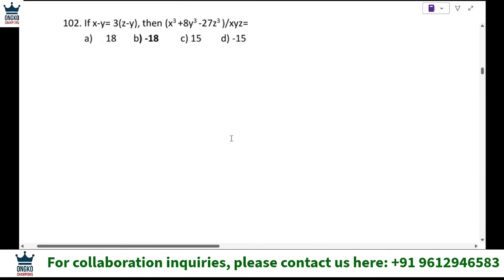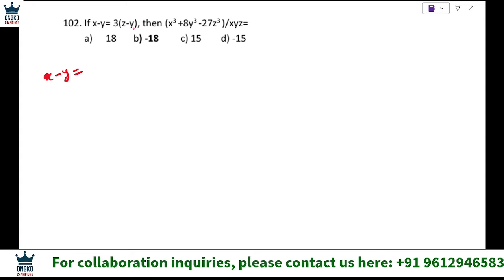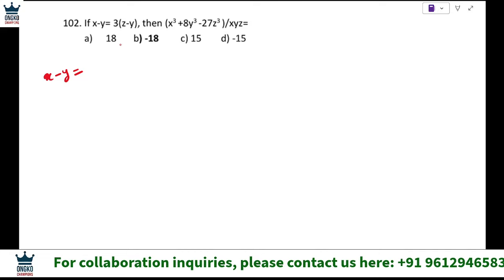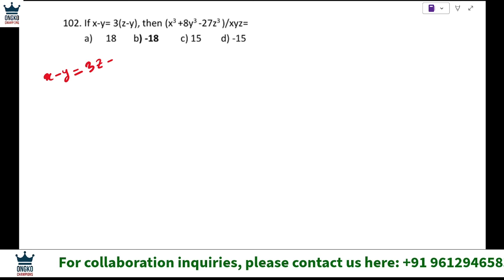Next one is from algebra. Alright, algebra base. So x minus y is equal to, this one is given. So let's open the bracket. So 3 into z will give us 3z minus 3 into y will give us 3y.